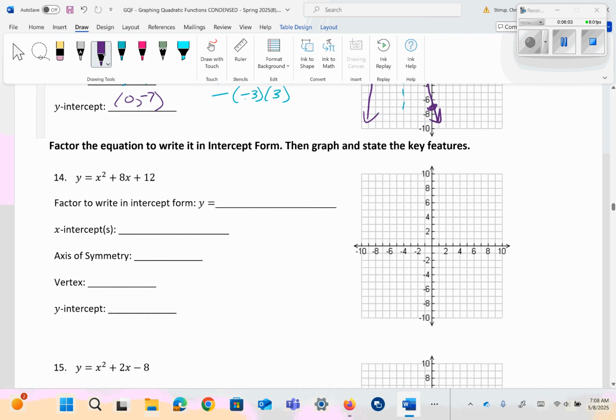These we need to put in factored form first. So I'm going to do a set of parentheses. I have x and x. All signs are positive. What two numbers multiply to give me 12 and add to give me 8? That would be 2 and 6. 2 times 6 is 12, 2 plus 6 is 8. So my x-intercepts are going to be negative 2, 0 and negative 6, 0.